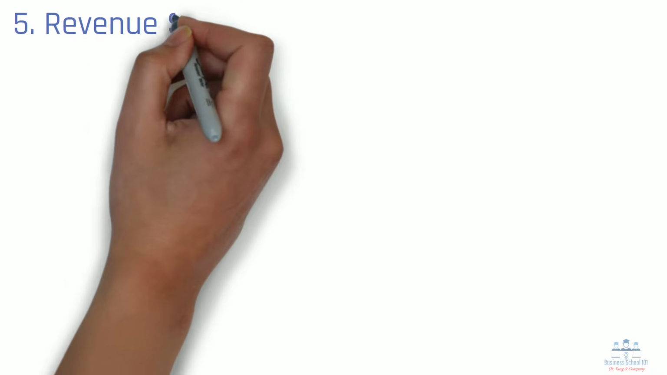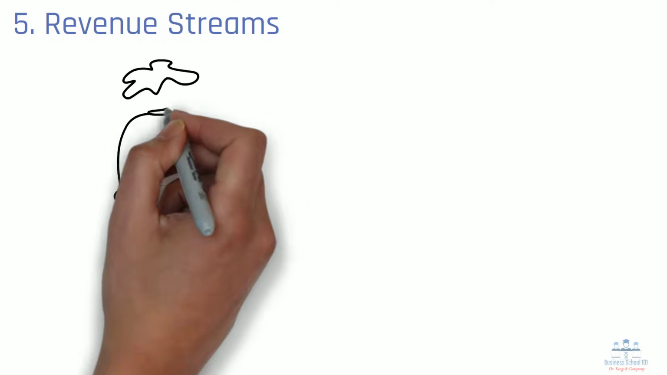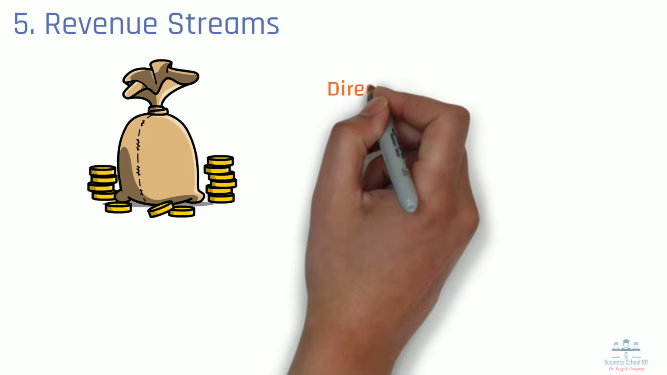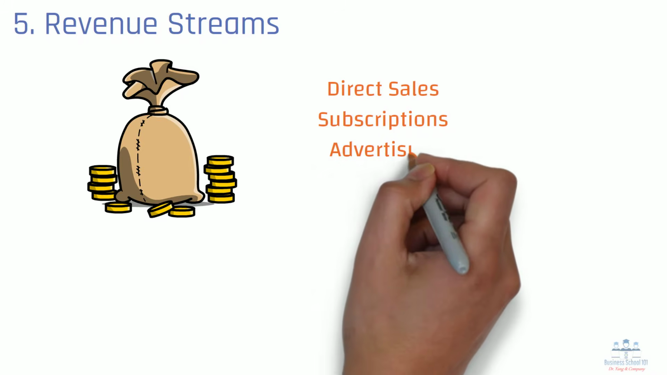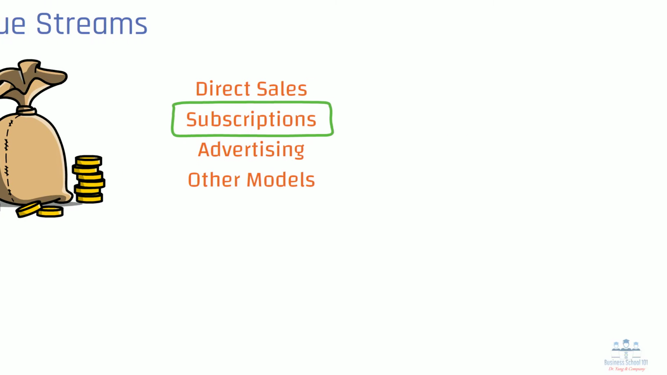Number 5. Revenue streams. Revenue streams represent the ways a business makes money from each customer segment. Companies can generate revenue through direct sales, subscriptions, advertising, or other models. For example, Netflix generates revenue primarily through subscription fees.